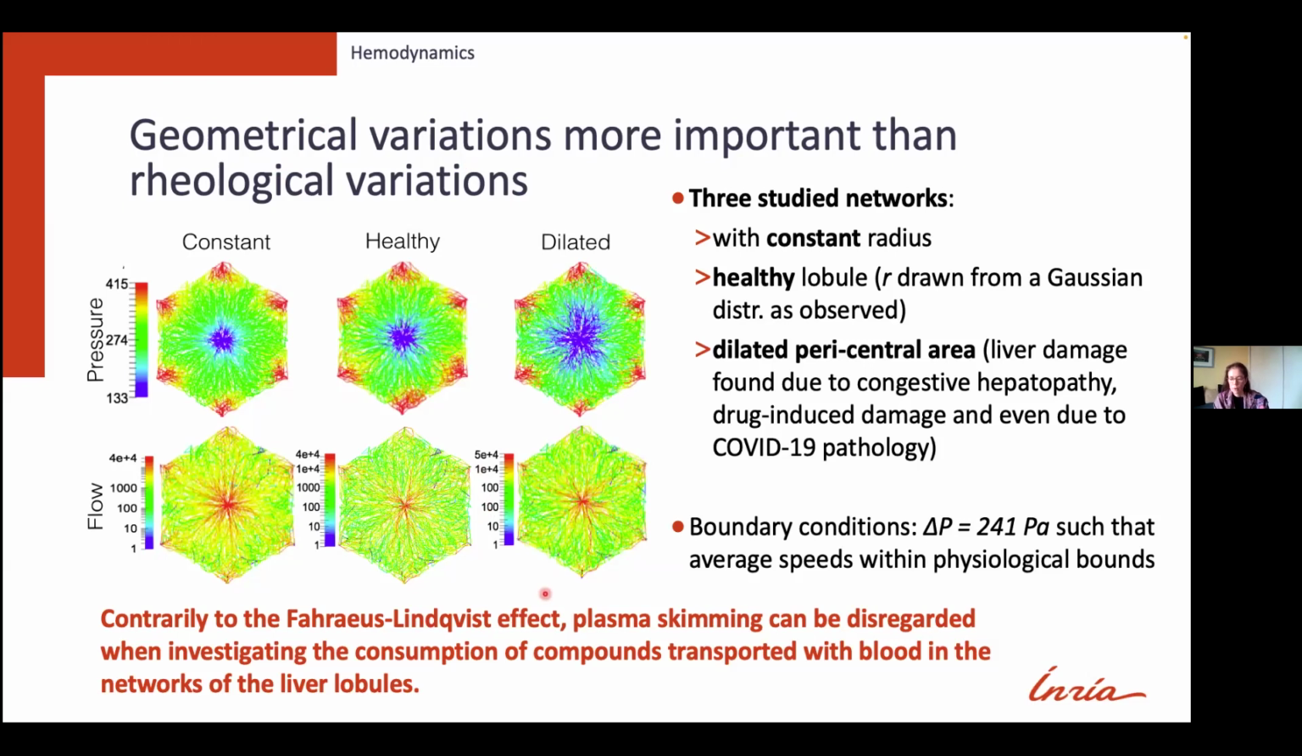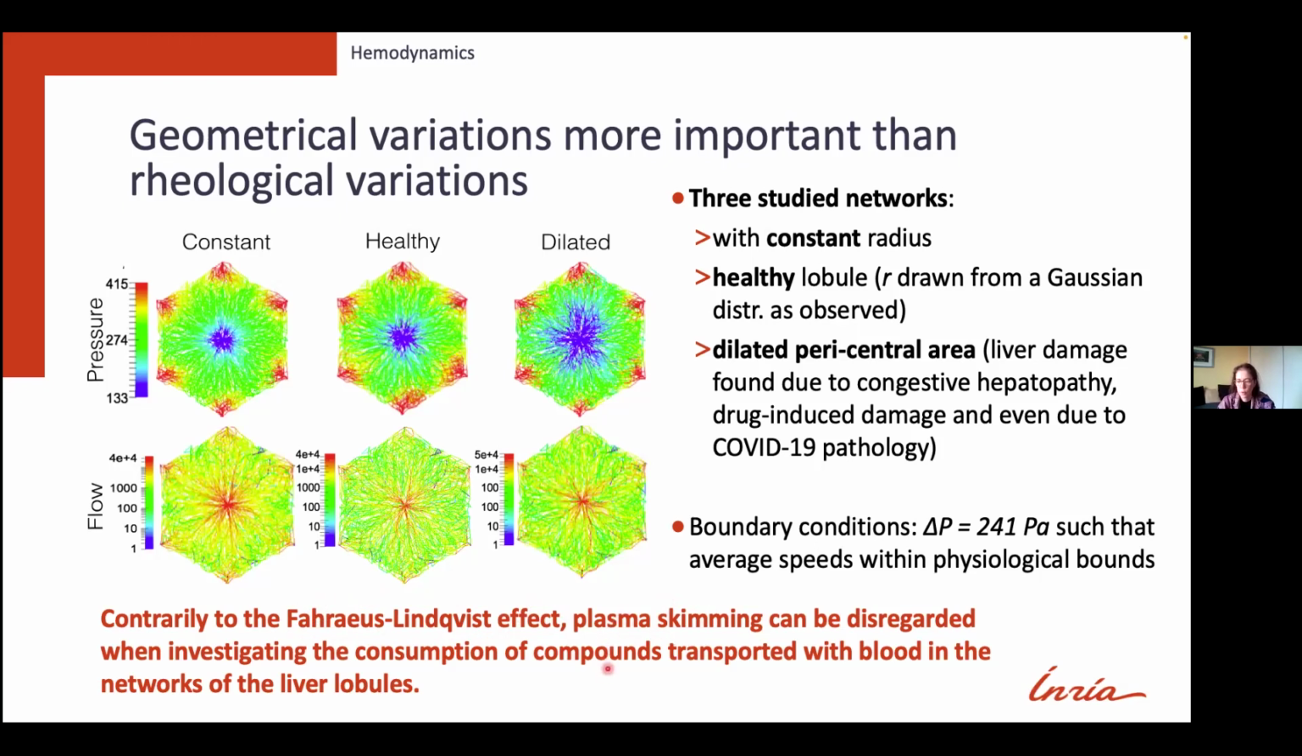So this is why for the rest of our studies, we considered that, from a rheological point of view, we are going to keep the first effect, the Fåhræus-Lindqvist effect, but we will discard the plasma skimming effect when we study different architectures. So for the flow point of view, and also for what is transported by the blood.